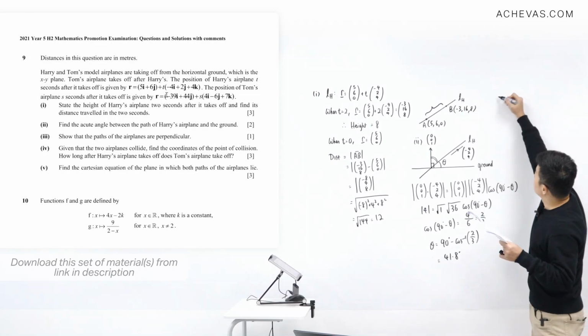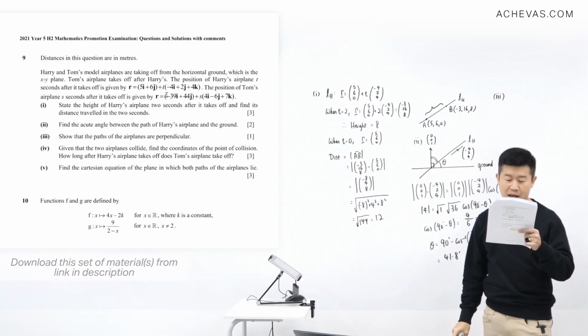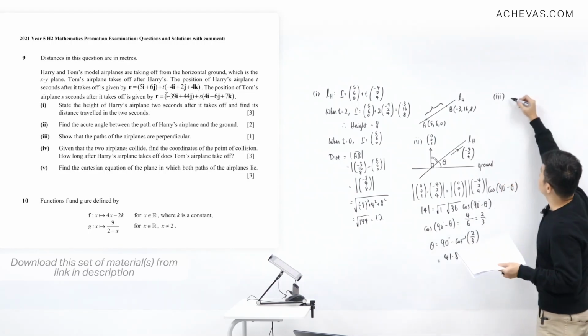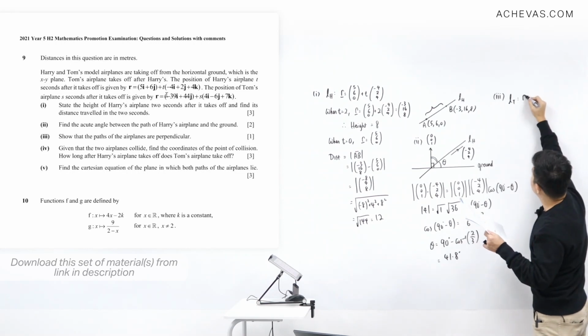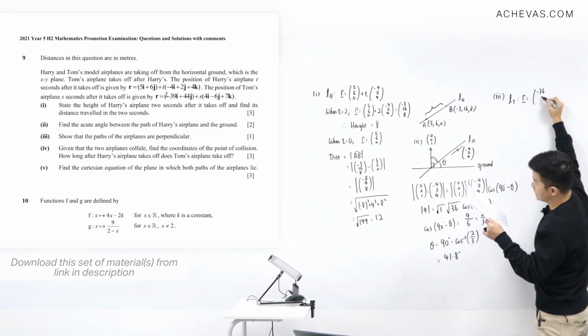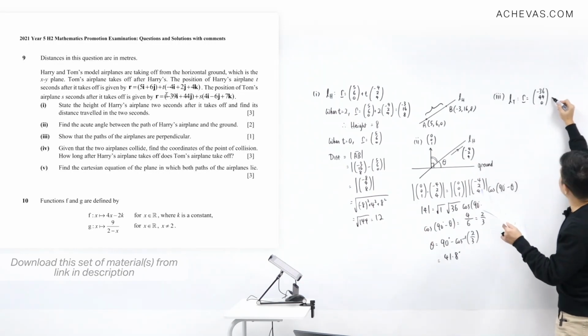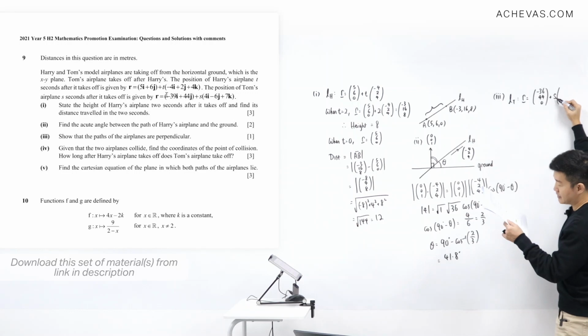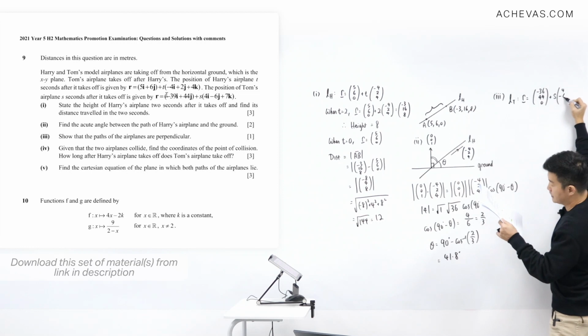And in part 3, I still have some space, let me just write it down here. In part 3, we are supposed to show that the paths of the two airplanes are perpendicular to each other. For Tom's airplane, I'm going to let this path be LT. According to what the question has mentioned to us, r is equal to (-36, 44, 0), again, Tom's airplane starts from the ground, that is why the z coordinate is equal to 0, plus s, which represents the time taken for the airplane flown by Tom, so s times (4, -6, 7).